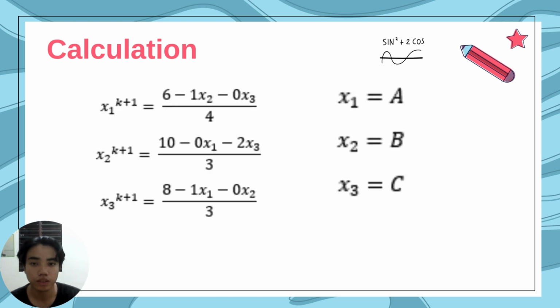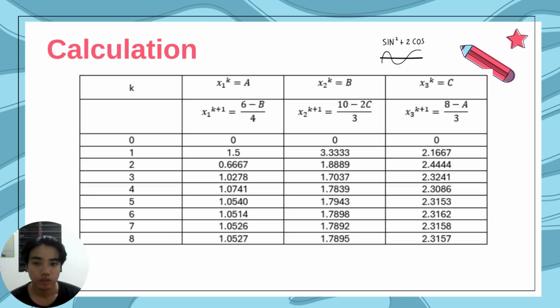After the main diagonal is achieved, we can write the Gauss-Seidel formula, which consists of x1, x2 and x3. After we write the formula, we can switch x1 into A, x2 into B and x3 into C to simplify our calculation. After we finish writing the Gauss-Seidel formula, we can calculate the values of A, B, C using this table.